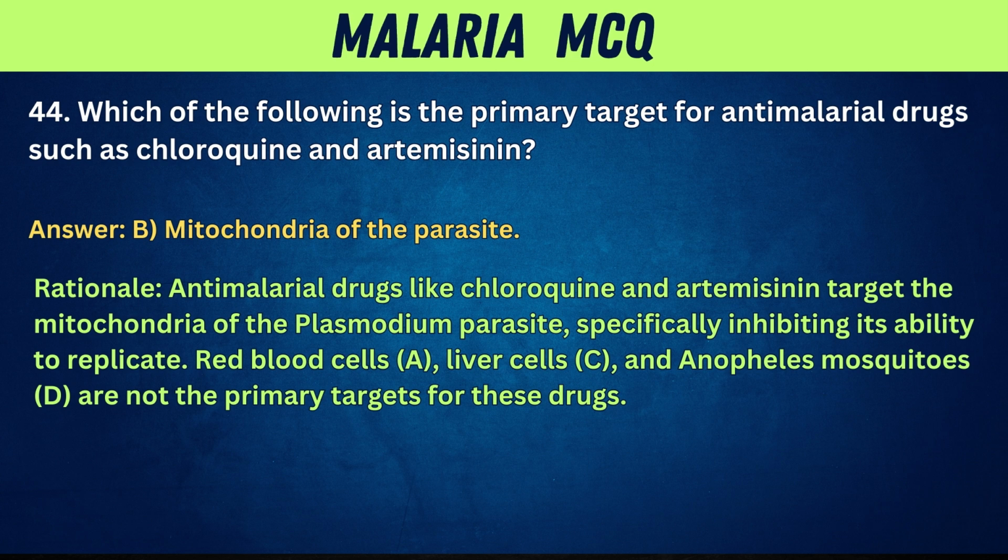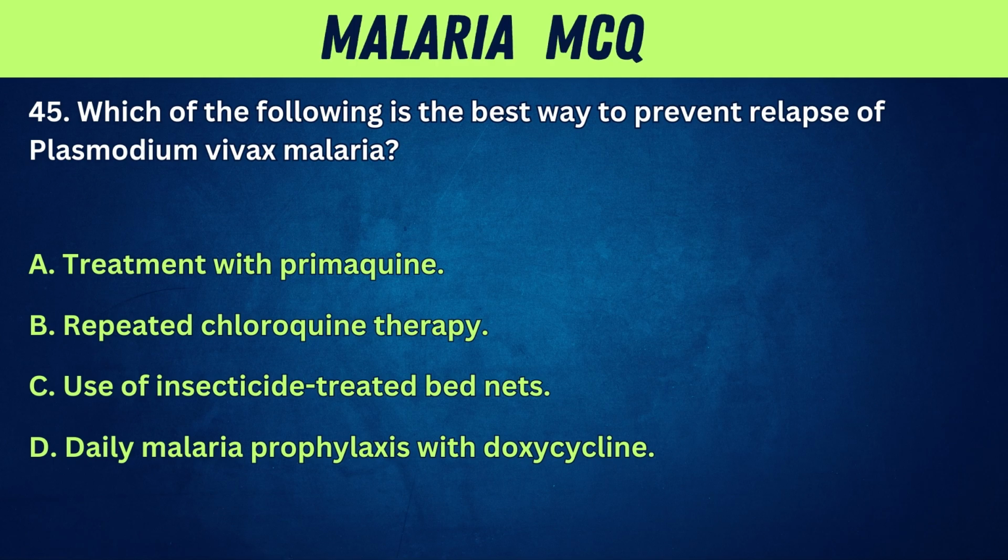Rationale: antimalarial drugs like chloroquine and artemisinin target the mitochondria of the Plasmodium parasite, specifically inhibiting its ability to replicate. Red blood cells, A, liver cells, C, and Anopheles mosquitoes, D, are not the primary targets for these drugs. 45. Which of the following is the best way to prevent relapse of Plasmodium vivax malaria? A. Treatment with primaquine.